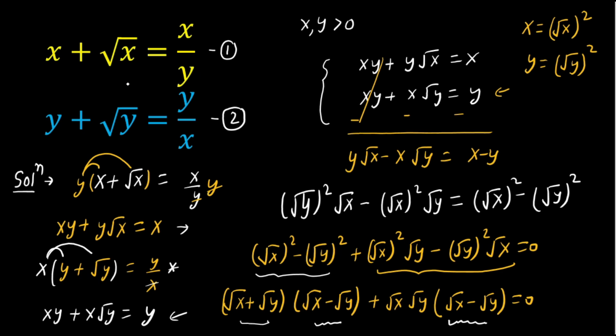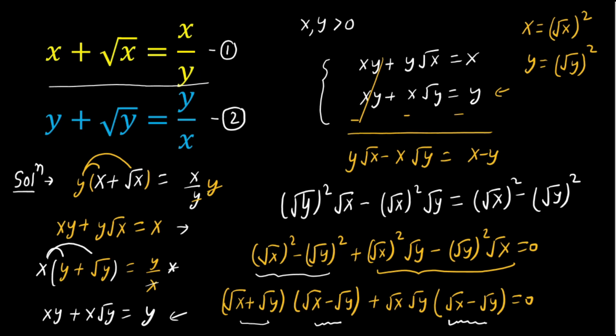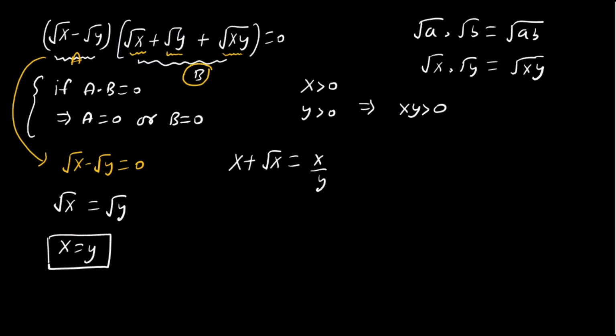Now the first equation is x plus square root of x is equal to x over y. And we know that x and y are both equal, so y is replaced by x, then x over x, so x plus square root of x is equal to 1.